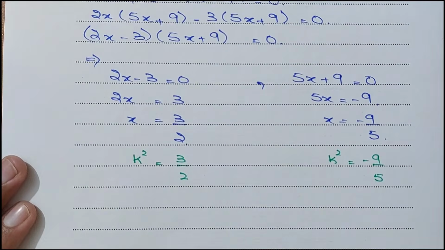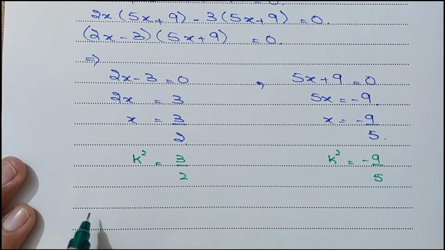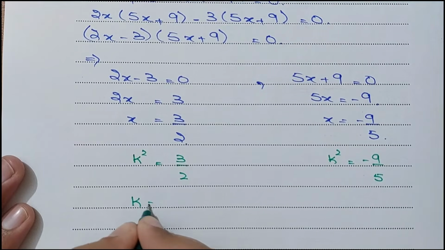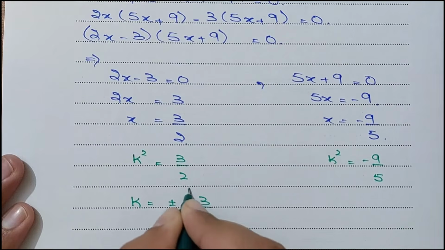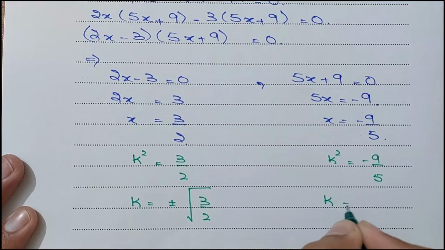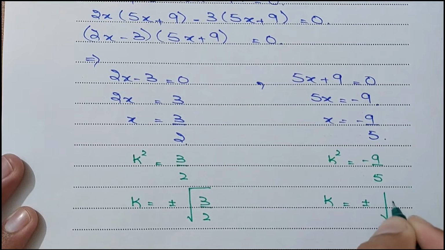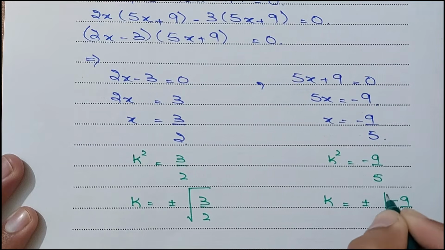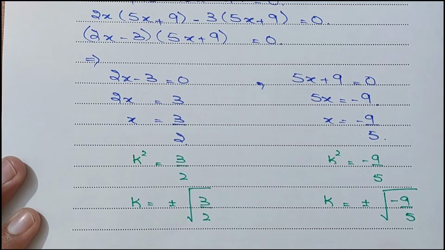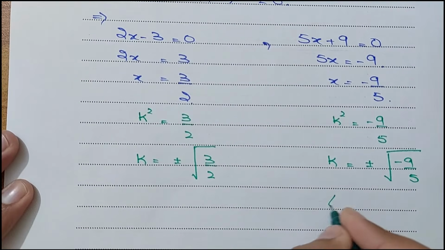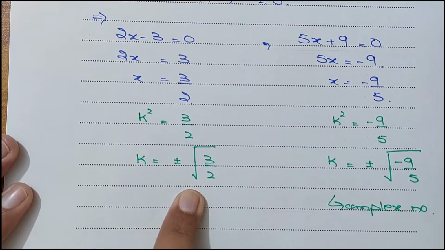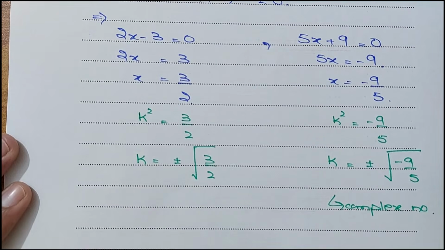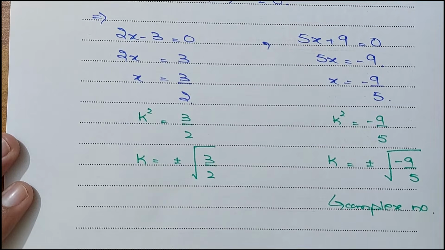Now let me solve for the k values. We have to find all the possible values of k. So here the k value is plus or minus the square root of 3 by 2, right? And here the k value is plus or minus the square root of minus 9 by 5. So we are not considering this value because here you will get a complex number. So we are only dealing with the real part, right? So the possible values of k are just k equals plus or minus the square root of 3 by 2.